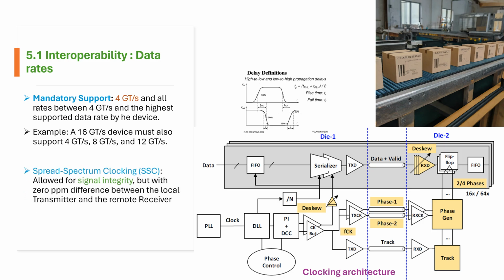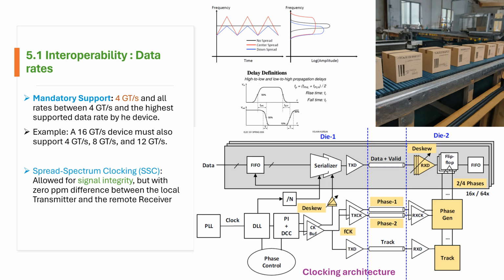For signal integrity purposes, spread spectrum clocking is allowed. But there is a catch here: 0 ppm difference between the local transmitter and the remote receiver. This is something one needs to take care of if we are going to use spread spectrum clocking.